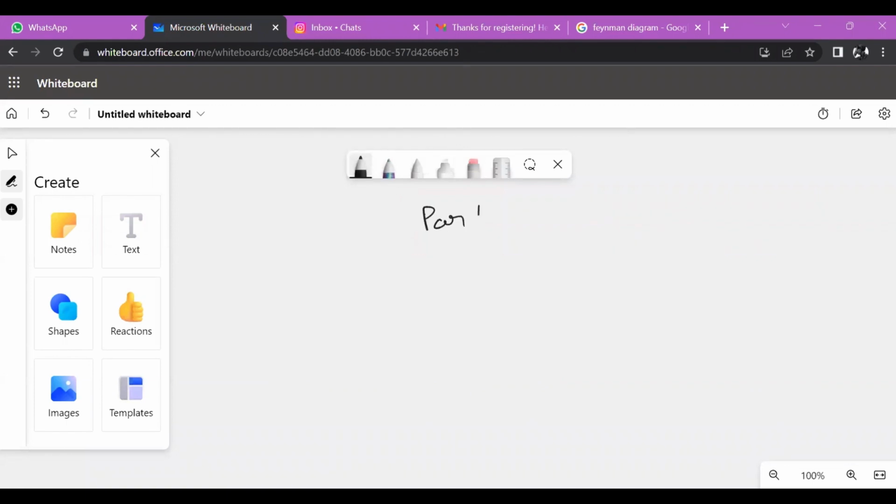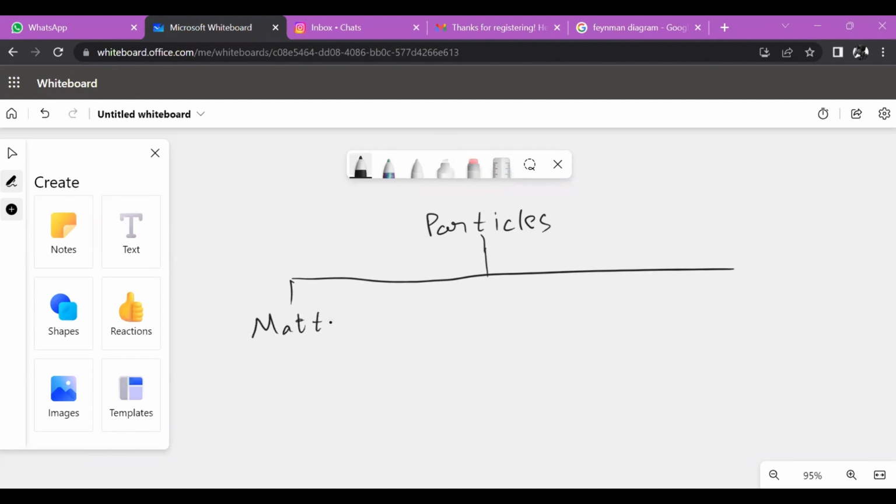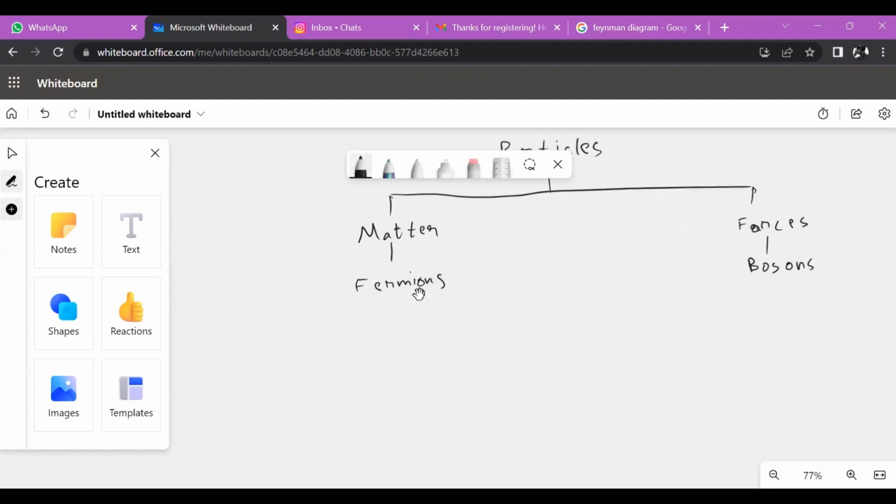So, particles. We can differentiate them into two types, matter and force. Some of them are matter and some of them are more like forces. So they are fermions, and these are the bosons that we just talked about, plus W plus, W minus, and Z.